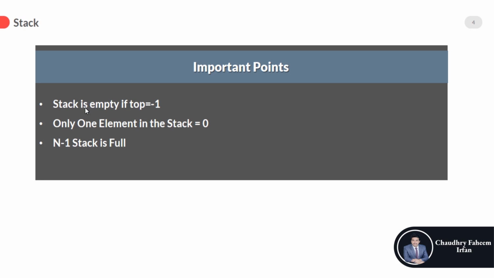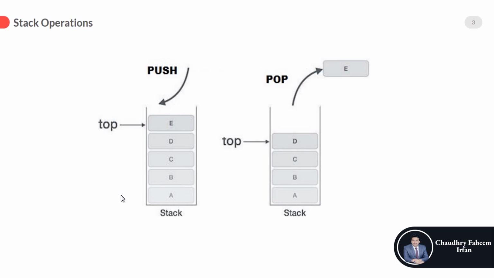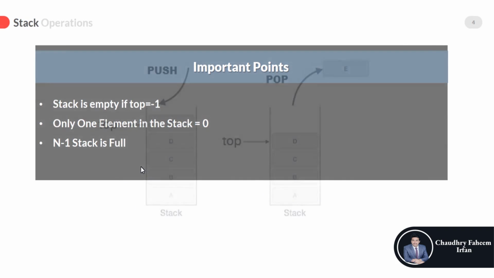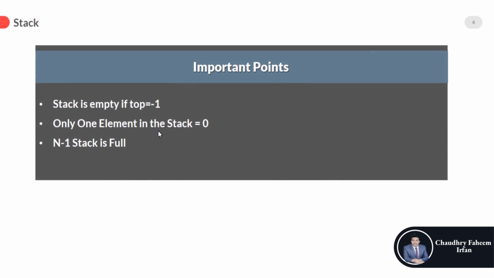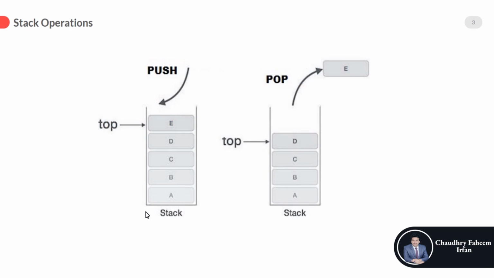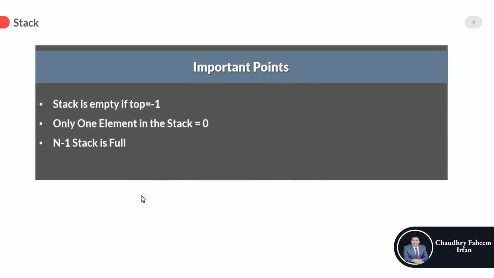Important points: stack is empty if top is equal to -1. So if top is equal to -1, then the stack is empty. If top is equal to 0, then stack has one element. Like if top is here, then stack has only one element. If top is n-1, stack is full. Now it is time for the implementation.